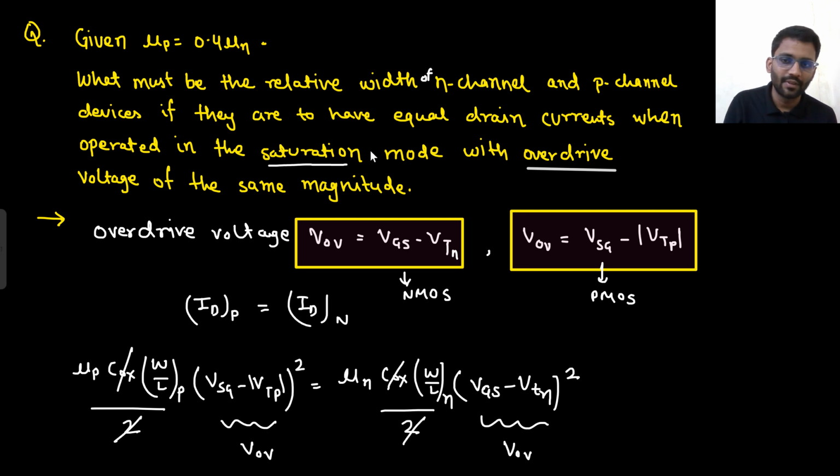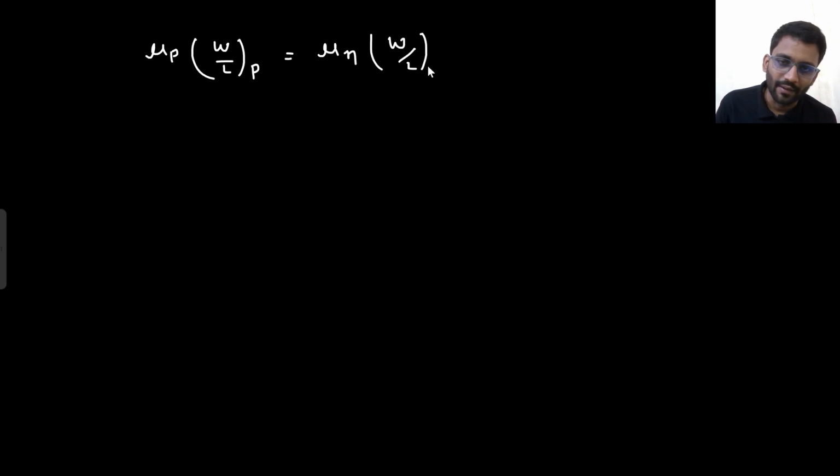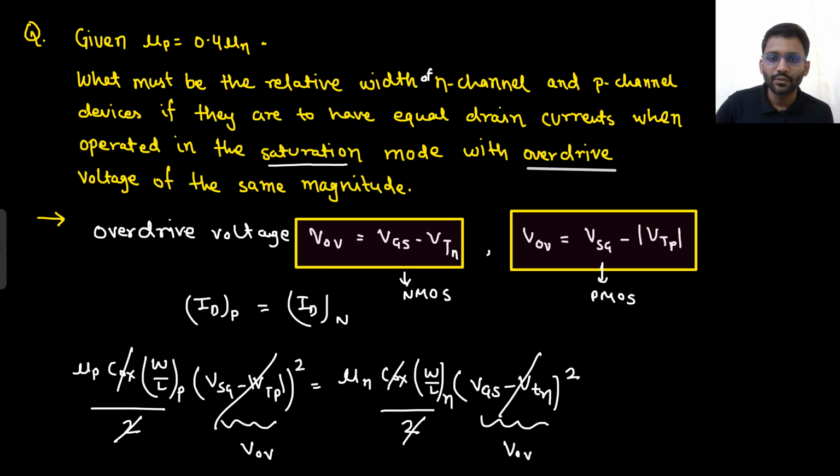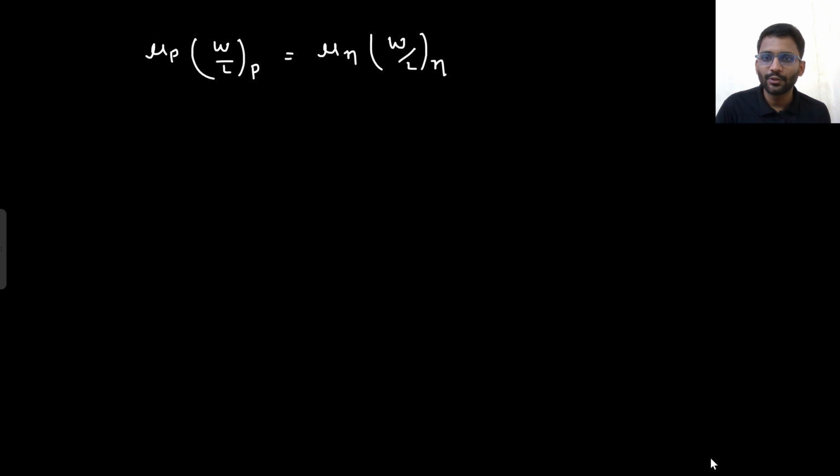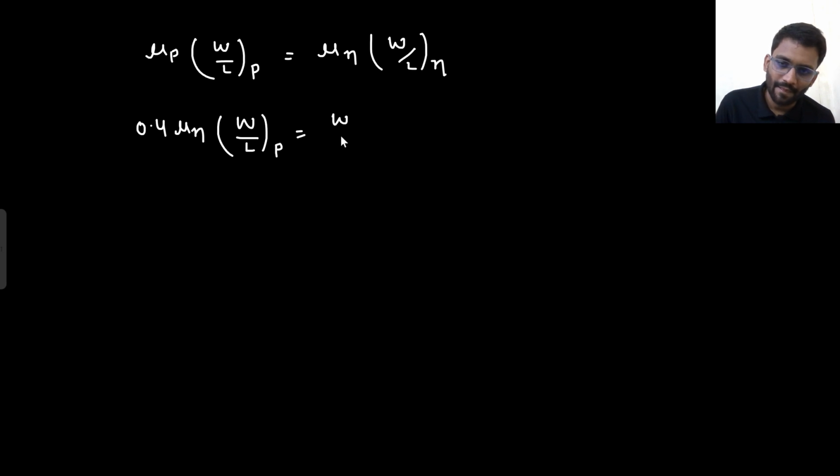And the overdrive voltages are of the same magnitude, that means this complete term is the same. So what are you left with? You are left with mu P W by L P is equal to mu N W by L N. So we have to find that mu P is equal to 0.4 mu N. Right? So mu N and mu N will get cancelled, and I can replace this with 0.4.